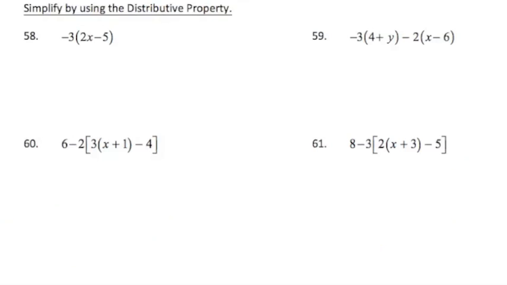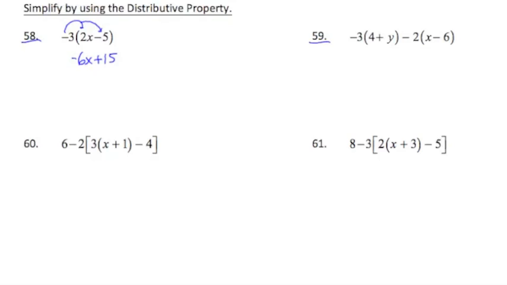Okay, the next problem types we're going to take a look at are simplifying by using the distributive property. So I'll start by doing question 58. Here I'm asked to distribute, and I'm going to distribute this negative 3, which means I need to multiply it by both of these terms inside the set of parentheses. So I'll take a negative 3 times a positive 2, and that will give me a negative 6. And I have to include the x there since that was negative 3 times 2x. This is going to be a negative 6x. Now I'm going to take negative 3 times negative 5, which will give me a positive 15.